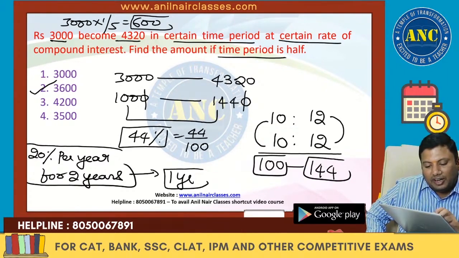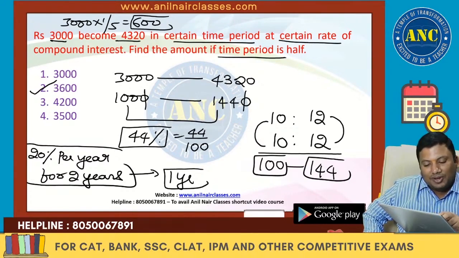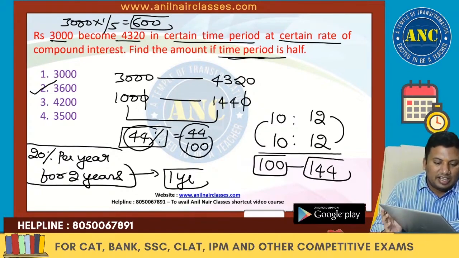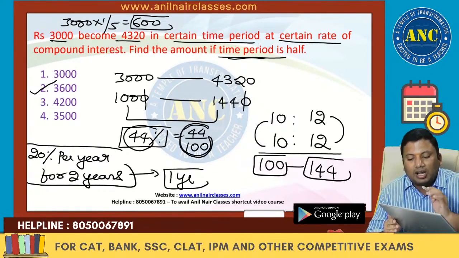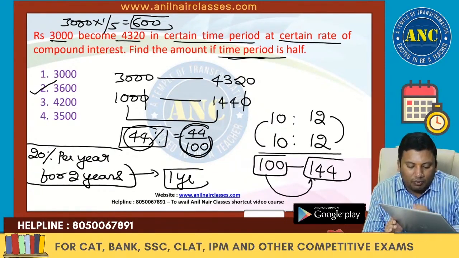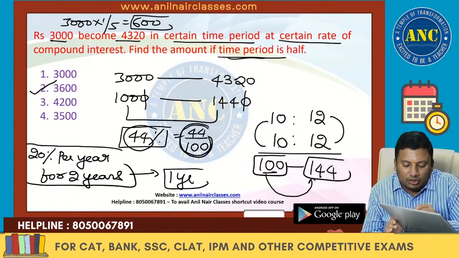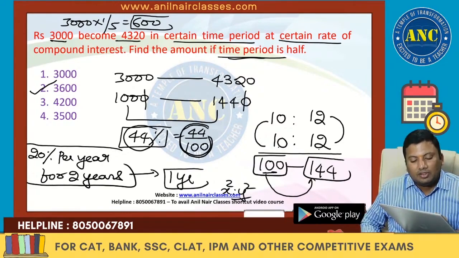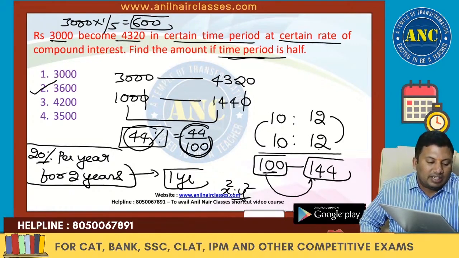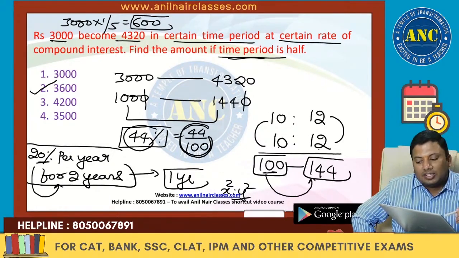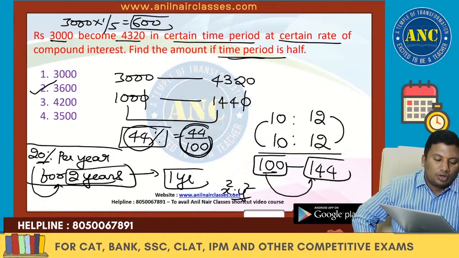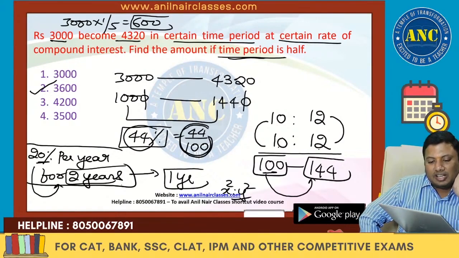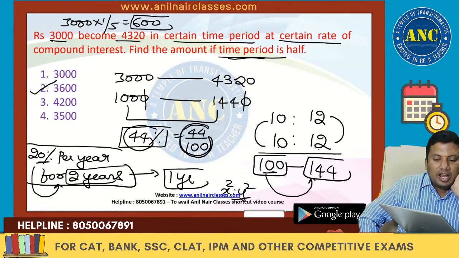3000 is becoming 4320. 1000 is becoming 1440. 100 is becoming 144. 44 percent increase. So 44 percent overall I got. 100 is becoming 144, this into this, that means it is x square to y square. X will become 10, y will become 12. That means per year it is nothing but 20 percent, for 2 years it is 44. Time period is half, 2 years became 1 year. So 20 percent for 1 year. 3000 into 20 percent is 3600. I hope the idea is clear.